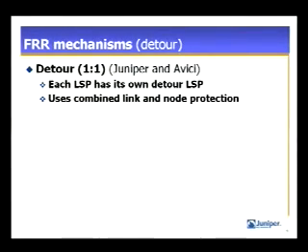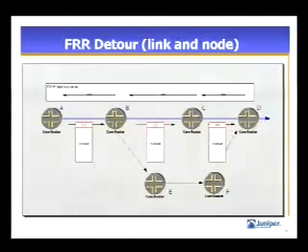The first of which is something called the detour. This is currently implemented by both Juniper and Avici Networks, and this is a one-to-one method of backing up your protected LSP. This means, in essence, that each protected LSP has its own dedicated detour to use. Detours also happen to use a combination of link and node protection. And again, the animation's not there on the web, but it is up here.